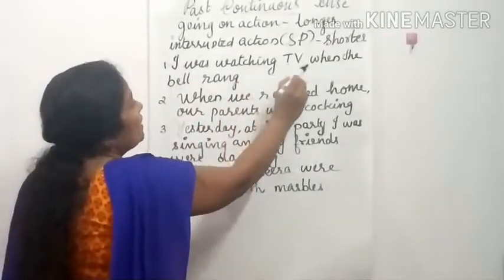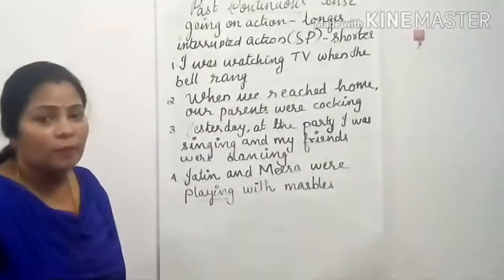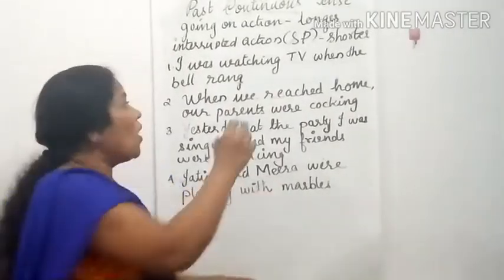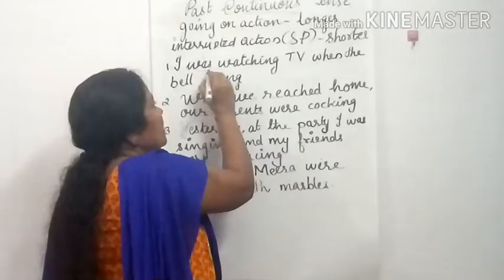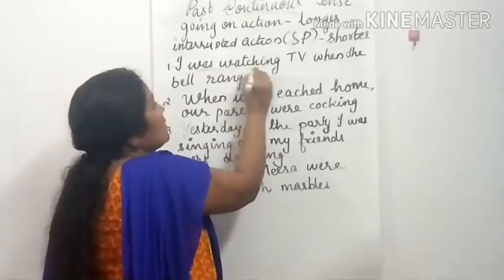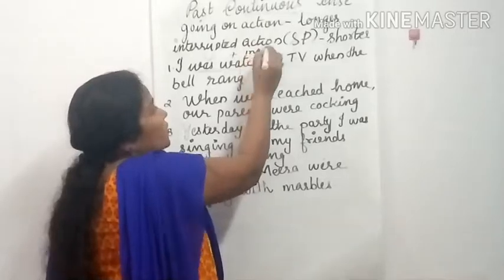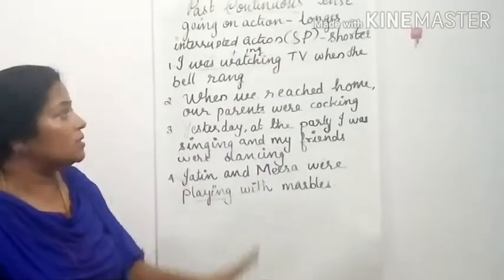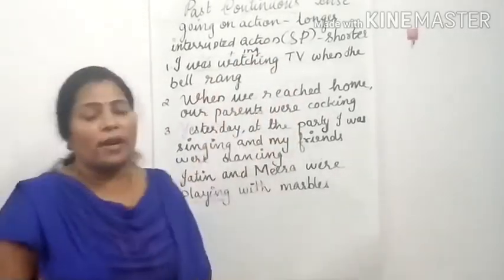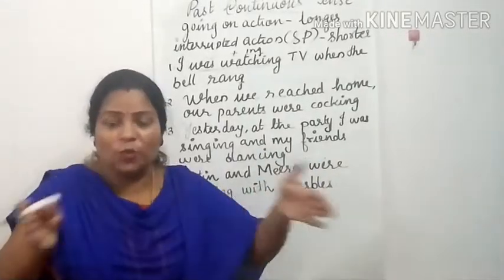I was watching TV when the bell rang. So this is was watching. It shows that it is a past continuous tense. Was is there and plus ing is there. So it's a past continuous tense. When the bell rang. So when I was watching TV.